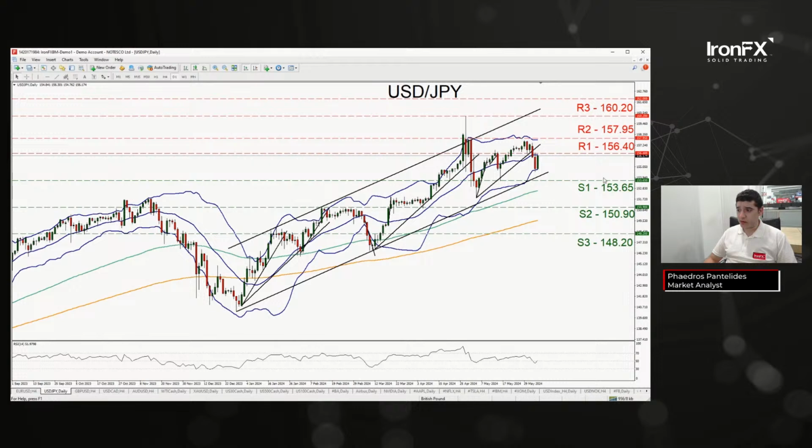We did say that we would not be surprised to see a retracement and a testing of resistance at 156.40. As such, we would still maintain a relatively bearish outlook for the particular pair. Even though the RSI is at 50, it created a lower low and it's testing 50. So if it does not break above R1, we would still maintain our bearish outlook, with the next potential target for the bears being at 153.65, which is our S1 level. Now, if it does manage to break above R1, the next target could be R2 at 157.95.